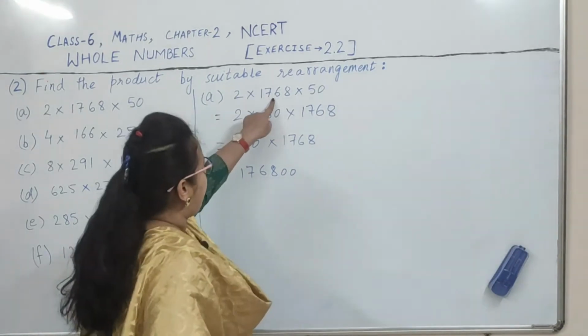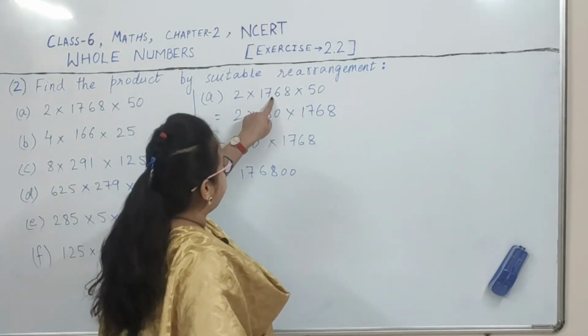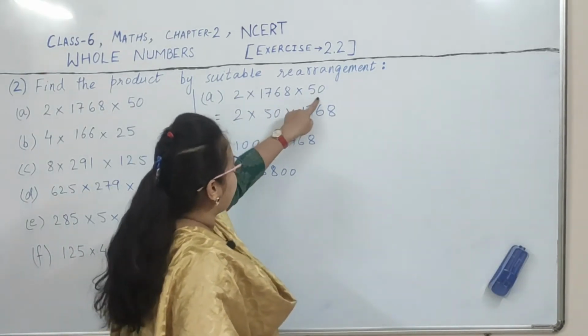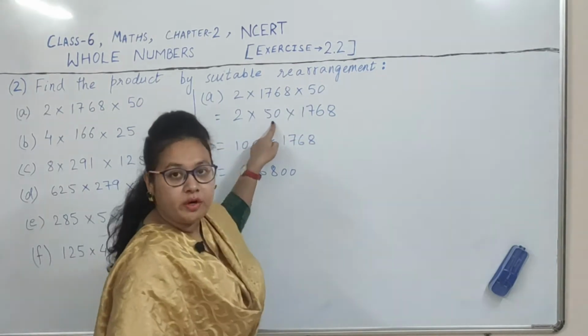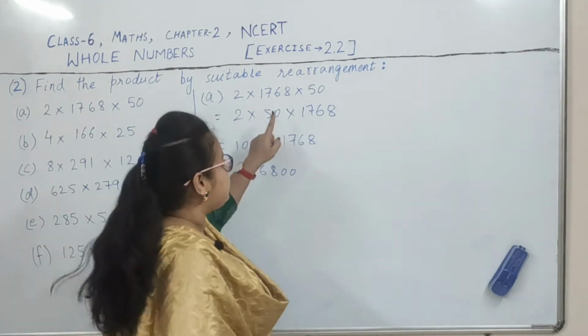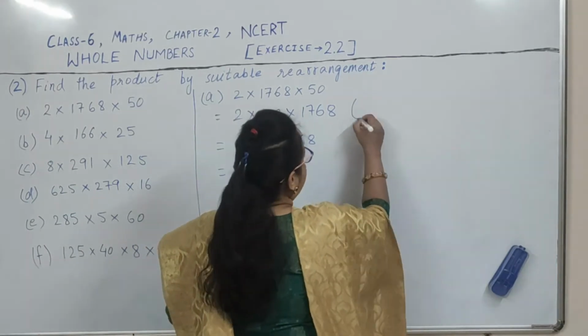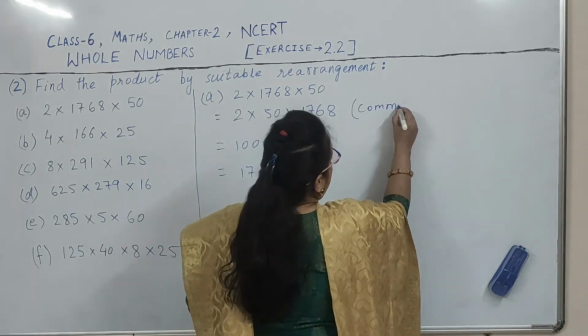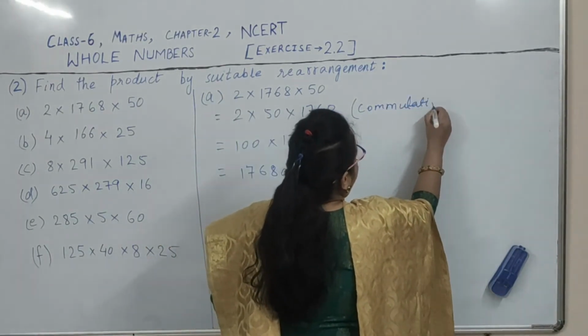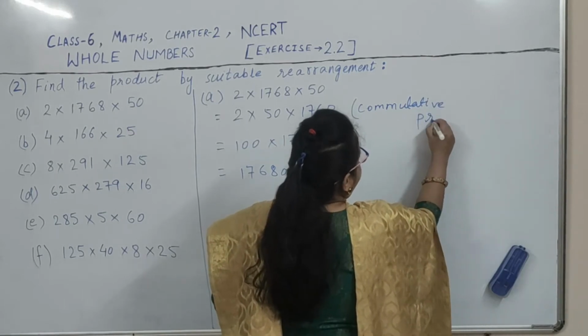See, here we have rearranged. We have taken this number here and this number here. What is this property? This property is the commutative property. So we will write it here: it is commutative property.